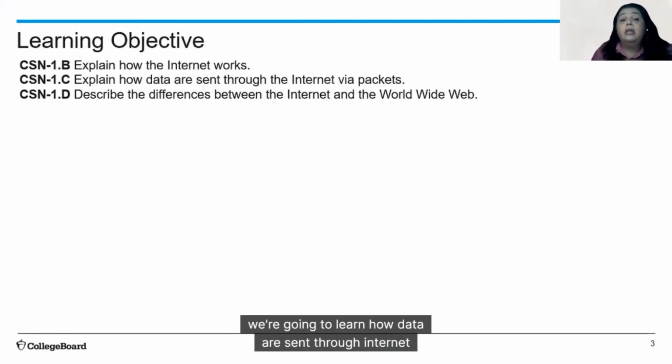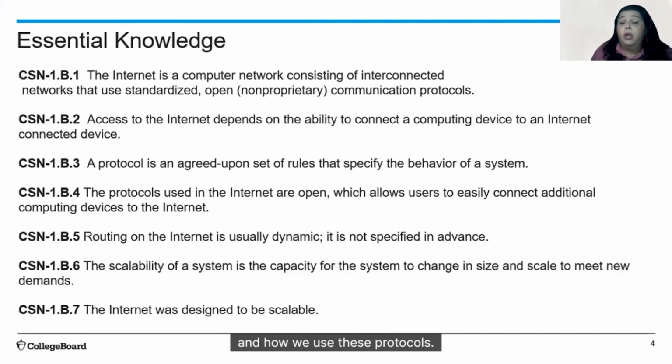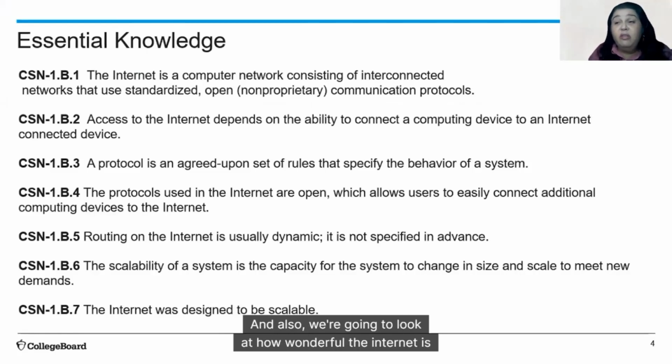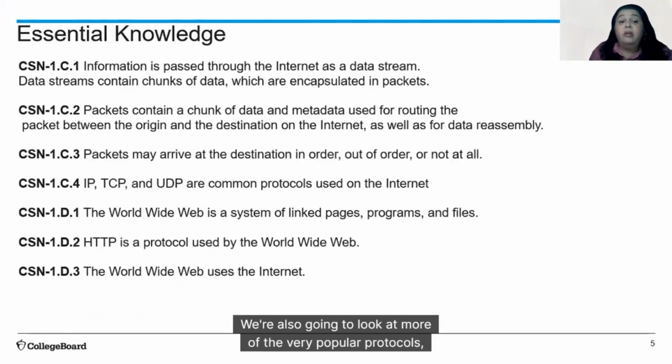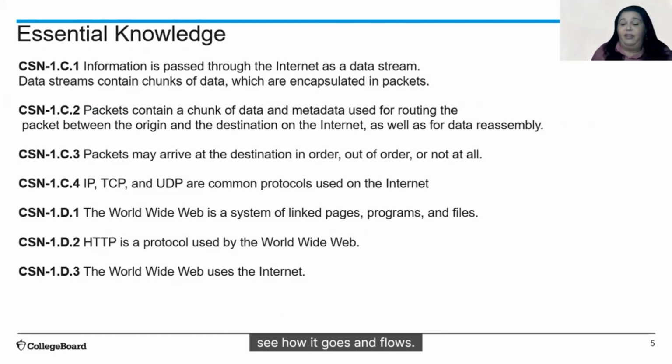We're going to learn how data are sent through the internet via packets. And we're talking about the differences between the internet and the World Wide Web. We're going to be really hitting hard on some things called protocols, okay, and how we use these protocols. And also, we're going to look at how wonderful the internet is as far as its scalability and flexibility. We're also going to look at more of these very popular protocols, the TCP, the really strict rules of the road, and UDP, which was like, best effort. Let's see how it goes and flows.